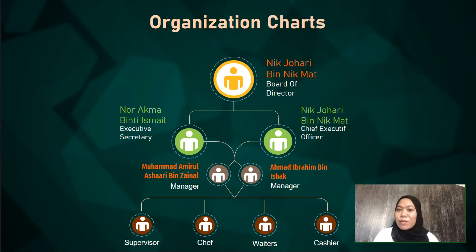Okay, next I will explain about the organization chart of Nasi Ayam Mafia restaurant. From the top is the Board of Director, Nik Johari bin Nikmat. Then the next level of the organization is Executive Secretary Nur Akmal bin Ismail and Chief Executive Officer Nik Johari bin Nikmat. The third level is Manager Muhammad Amirul Syari bin Zainal and Ahmad Ibrahim bin Ishaq. And the last level is the general workers such as Supervisor, Chef, waiter and cashier. That's all. So let's move to Zul Husni.